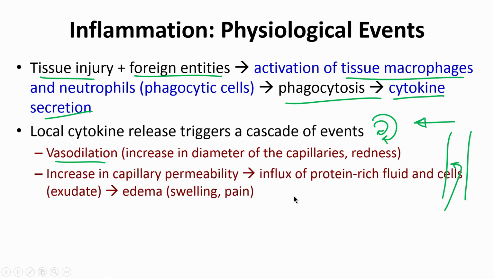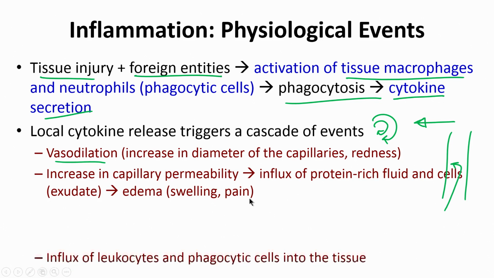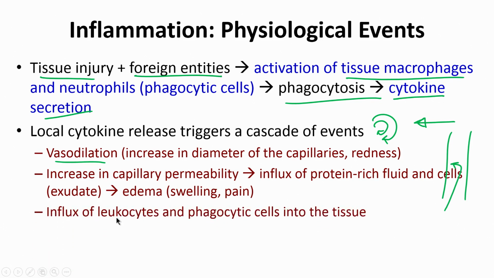Then you have an influx of protein rich fluid and the cells are coming in. So, now you see swelling as well. Now you have a lot more fluid in the environment where the injury has happened. That is why you see swelling, and that causes pain as well, because nerve cells also get involved. And then you have an influx of leukocytes and phagocytic cells into the tissue. Because of this vasodilation, all these phagocytic cells, which were circulating in the blood, are also coming into the tissue.